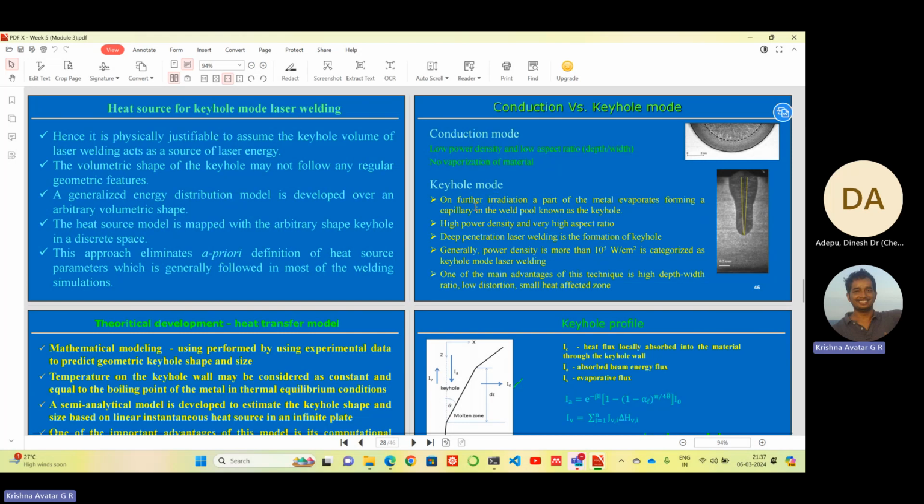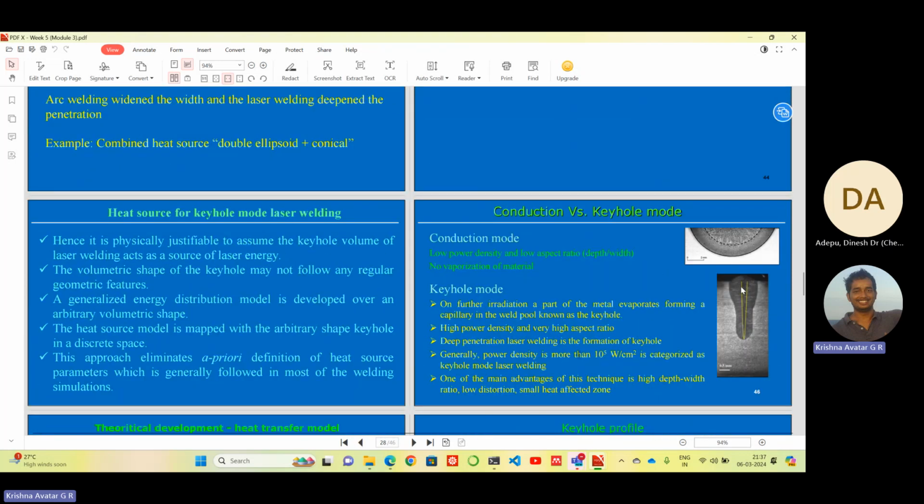In keyhole mode, there is high power density and very high aspect ratio, and we can also do deep penetration. So this is like a keyhole, as if we are digging deep into the material. That is where the name keyhole mode comes from. Conduction mode only remains at the surface, very shallow in nature. The advantage of keyhole method is we can get a high depth to width ratio, low distortion, and a small heat affected zone. But in conduction mode, there is a large heat affected zone, because of which we can get many unnecessary deformations in the workpiece.